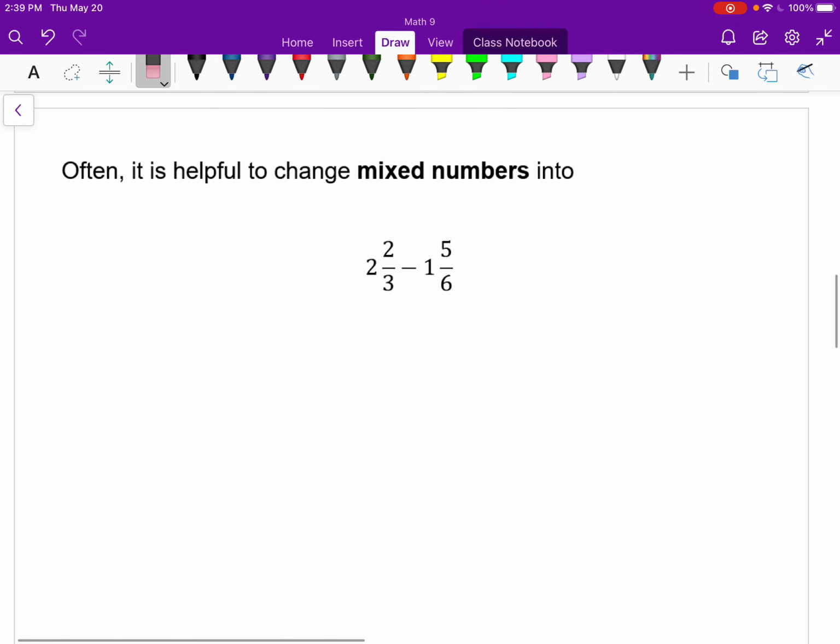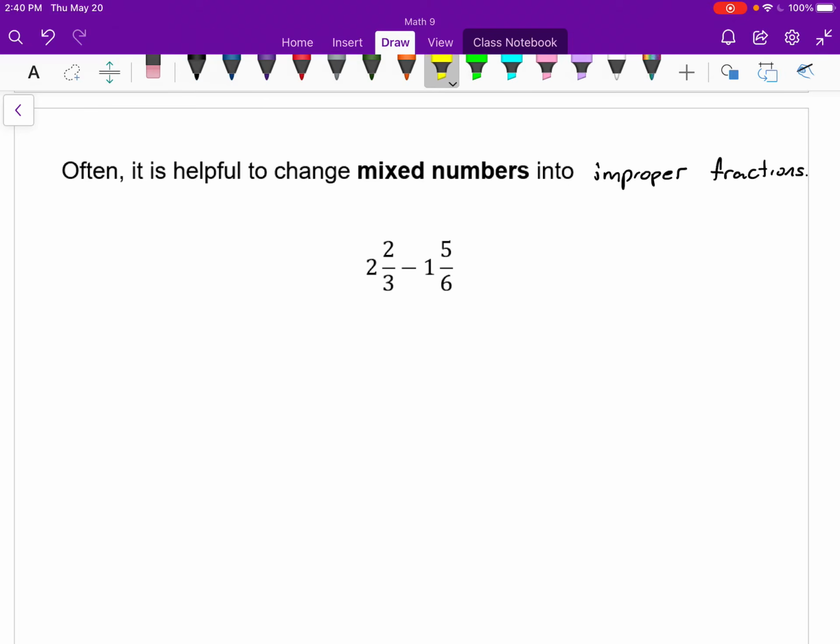Often, it's helpful to change mixed numbers into improper fractions. But you don't have to. Just often it's helpful. So for example, I'm going to work this out in 2 ways. One by changing both these mixed numbers into improper fractions, one without.